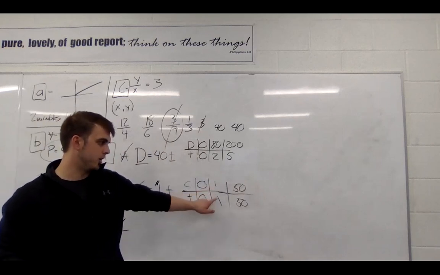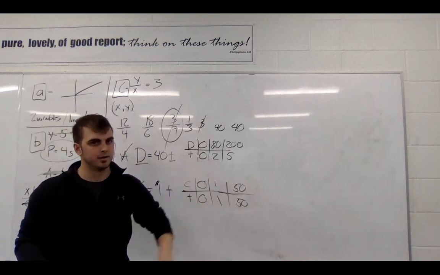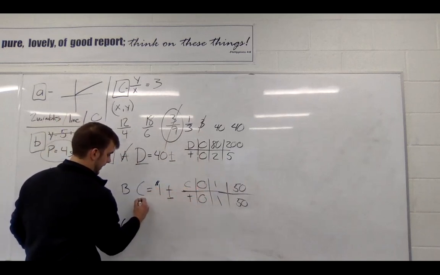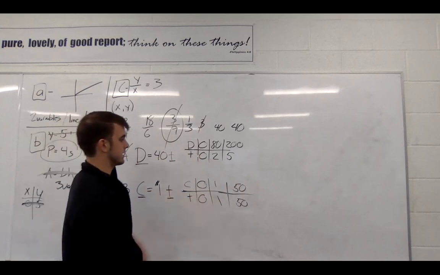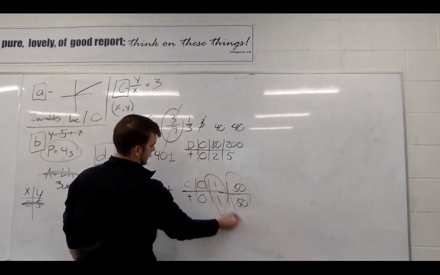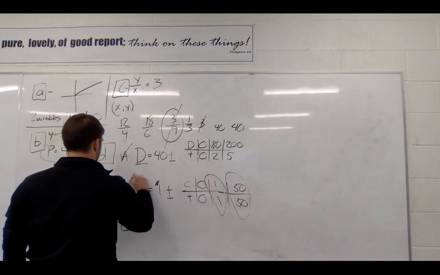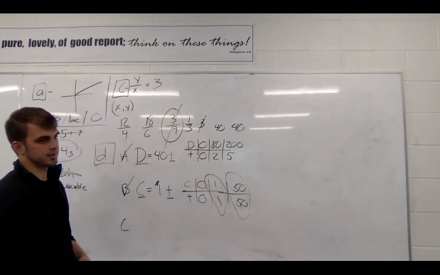1 divided by 1 is 1. 50 divided by 50 is 1. It goes through 0, 0. There are 2 variables, no more. And it comes out to an equal ratio here. It reduces down to the same thing. So this checks out, which means you wouldn't even have to look at C.